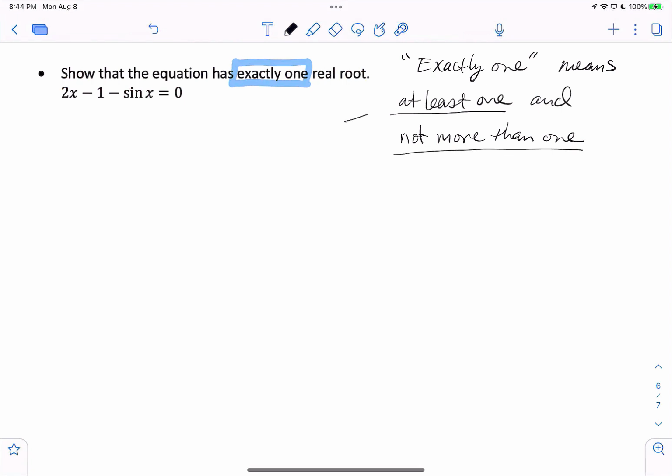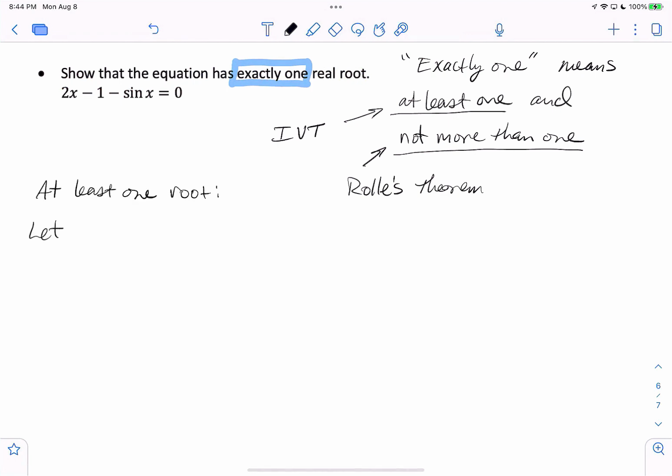For at least one root, we're going to use the intermediate value theorem. We've seen this in a problem in a previous set of videos. For not more than one, we're going to use Rolle's theorem. First, for the at least one root, we let f of x equal 2x minus 1 minus the sine of x.